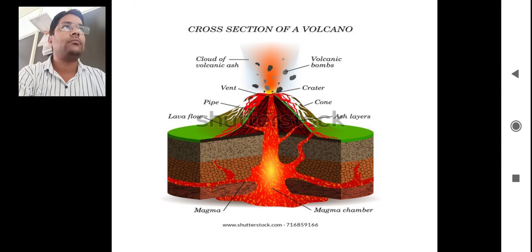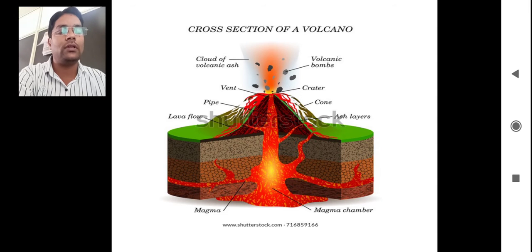See, when this material is present under the earth's surface, it is called as magma, and once it got erupted, it will get cold, and then it is called as lava. So this is about the structure of a volcano.